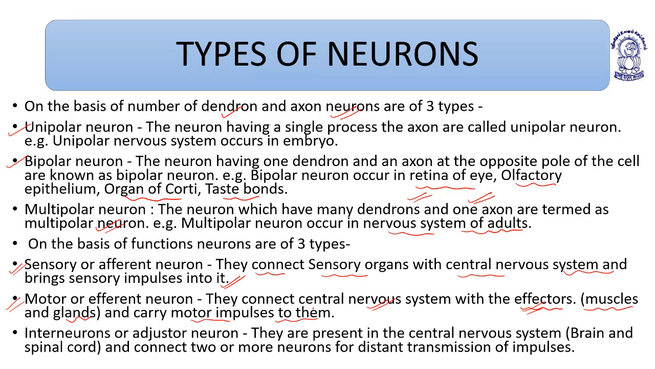Understood? Then there are interneurons which help to connect the sensory and the motor neurons, also known as adjuster neurons. They are present in the central nervous system, brain and spinal cord, and connect two or more neurons for distant transmission of impulses. So on the basis of function, it is of three types: sensory or afferent, motor or efferent, and interneuron or adjuster neuron. Is it clear?